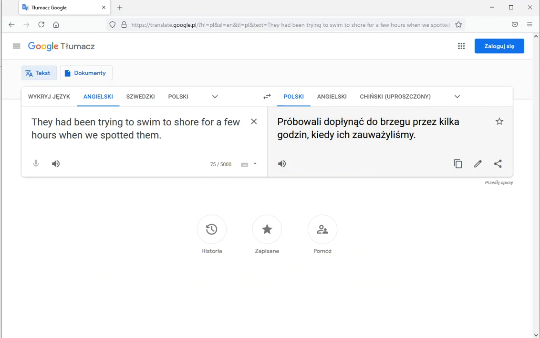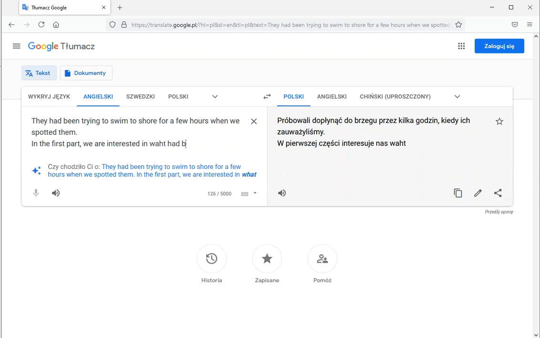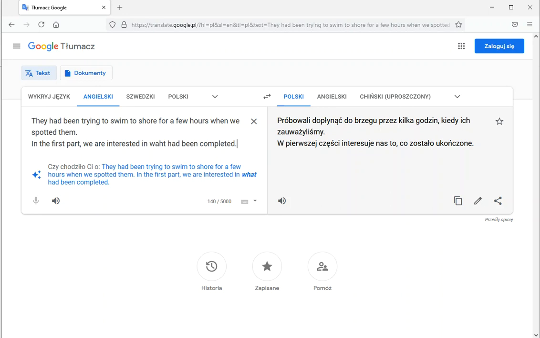Okay, but the first part, this part, we are interested in what had been completed. Okay, what had been completed? Well, they had been trying to swim to shore for a few hours. That's what had been completed. To zostało ukończone. To tutaj.